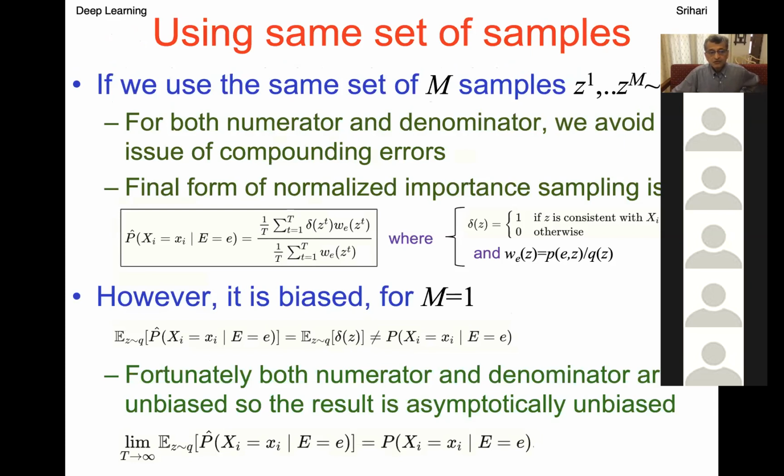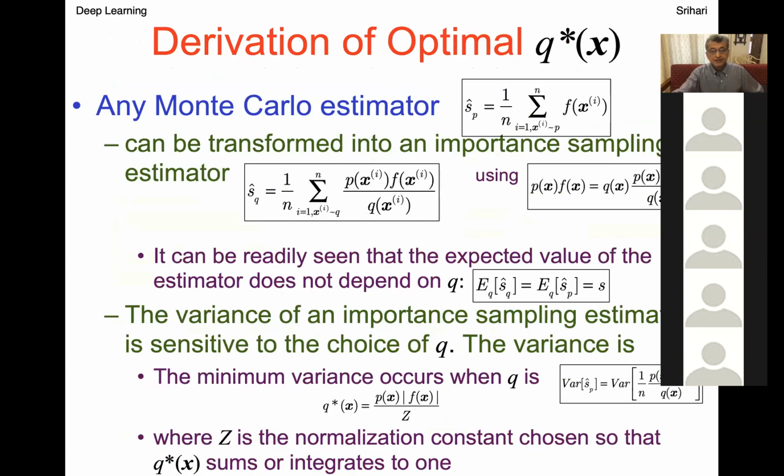So we go on to how to fix that problem. If we use the same set of, okay, it says use the same set of samples for both numerator and denominator, but it still has a bias issue and so on. And then the issue here is derivation of optimal Q star of X. So this is saying, how should you be choosing that Q?